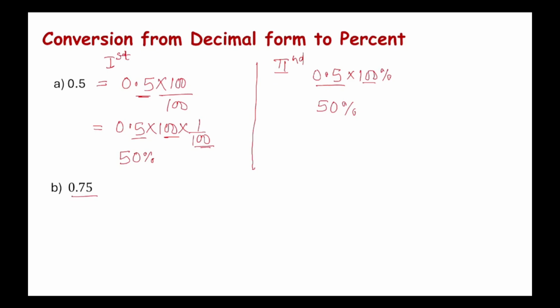Now 0.75. So 0.75 times 100 over 100. Now 0.75 times 100 will give you 75, and 1 over 100 will give you percent.